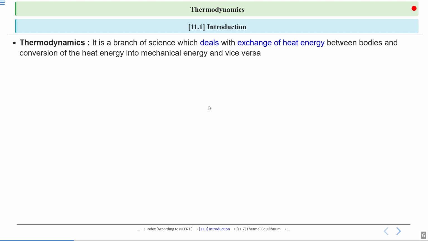So imagine heating water in a kettle. The water gets hot, turns into steam, yes or no? And pushes the lid up. That's thermodynamics in action. We are studying how heat is converted into other forms of energy, specifically mechanical work.